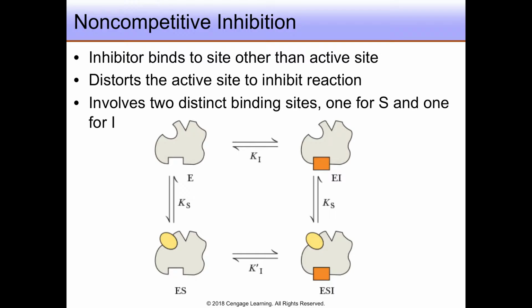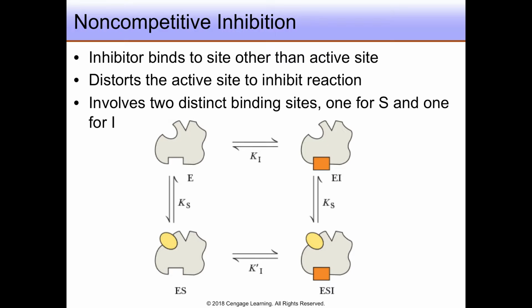First, it binds to the enzyme in a location separate from the active site, so indeed the binding is not competitive. Since it binds separate from the active site, then it can bind to the enzyme whether the substrate is bound or not. This is represented by the figure here. The substrate is the yellow oval and binds at the active site. The inhibitor is the orange square and binds elsewhere.